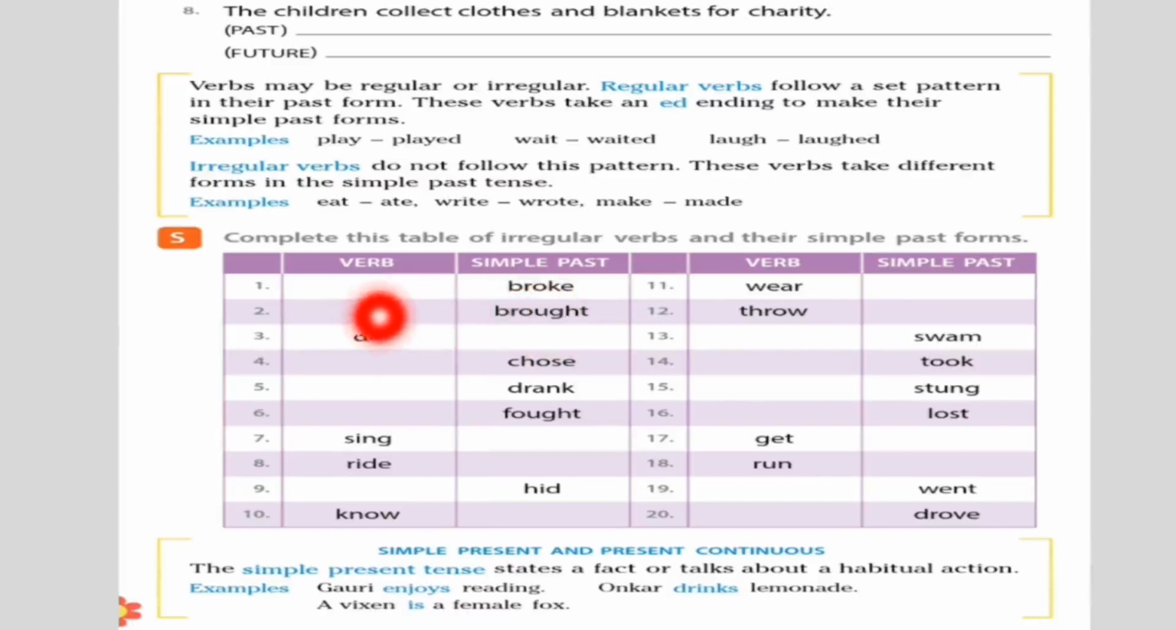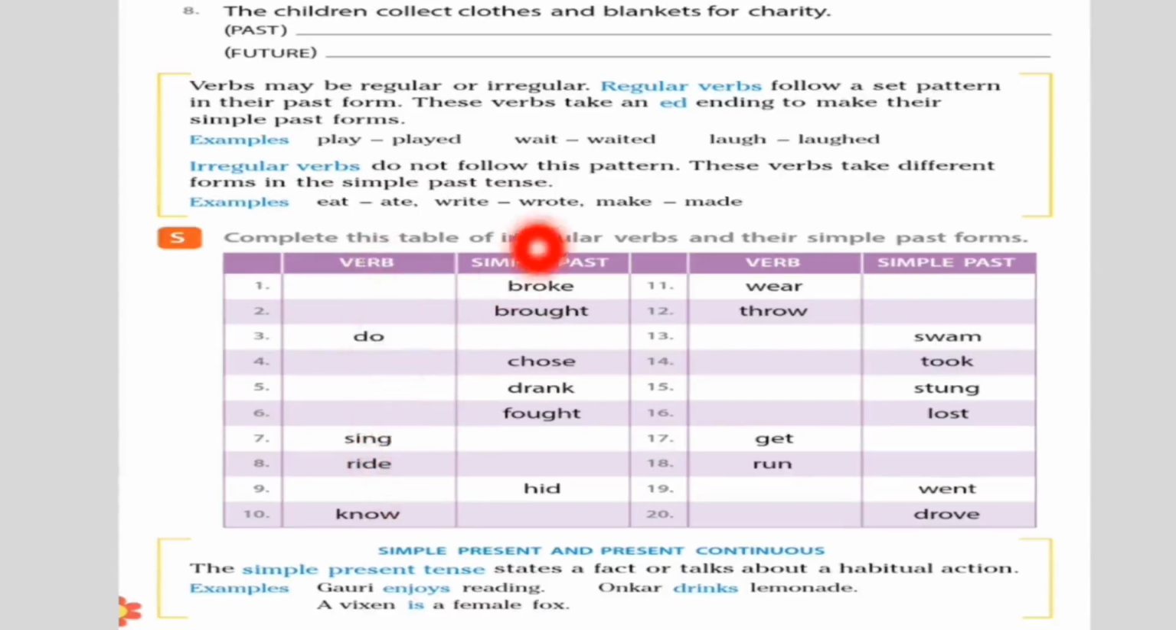See the second one, brought is given. So what will be the verb in V1 form? Bring. So here, dear children, you are supposed to write the V1 form of the verb, like break, bring, etc. In the next column you are supposed to write the V2 form, that is simple past. Here there are only two columns, so we can do this exercise. Otherwise there would be V1, V2, V3, V4 and all. So let us concentrate on the verb and its simple past.